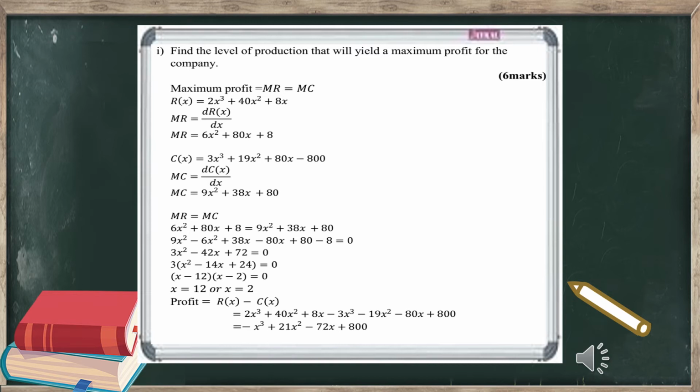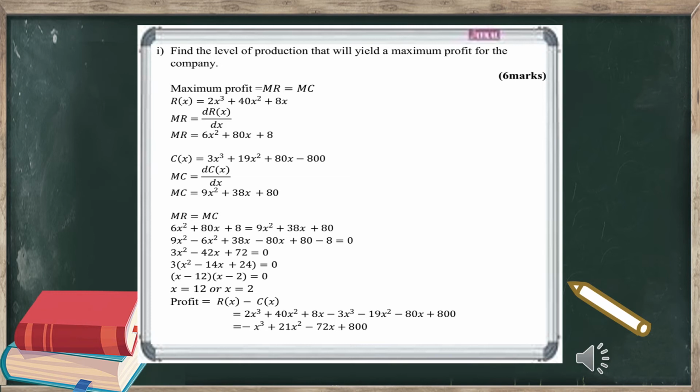How to find maximum profit? Maximum profit we will get when marginal revenue equal to marginal cost. How to find marginal revenue and marginal cost? This question didn't give us the marginal revenue and marginal cost function. Calm down, because this question gave us the revenue function and cost function. With these functions we can get the marginal revenue function and marginal cost function. How to do that? We do the first derivative.